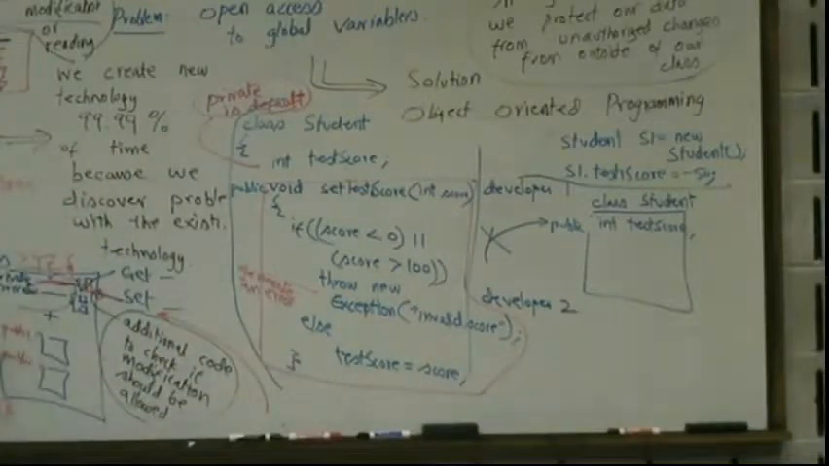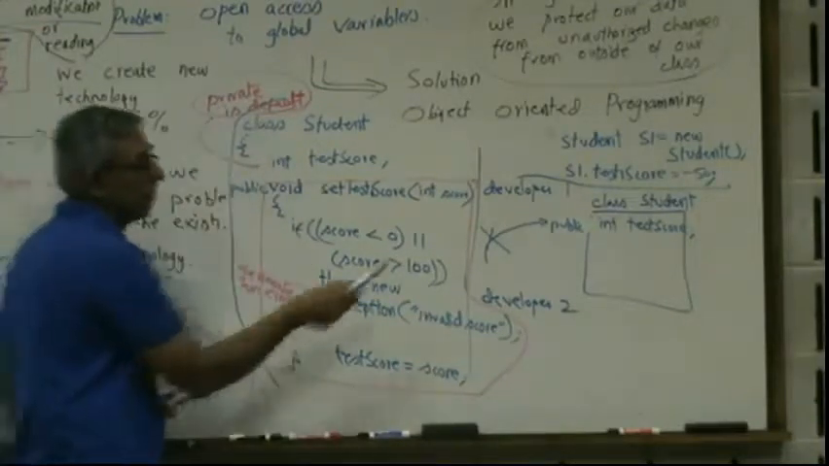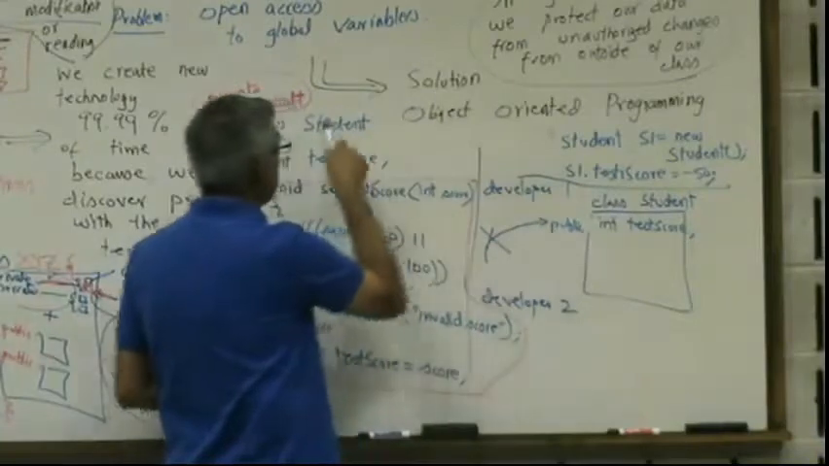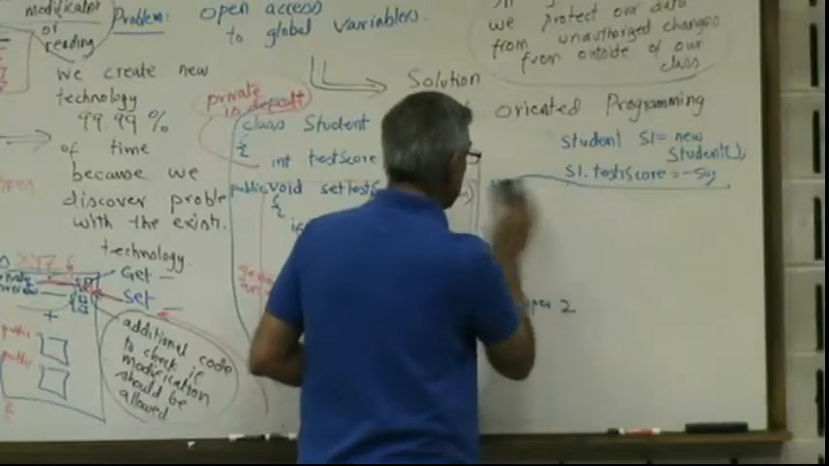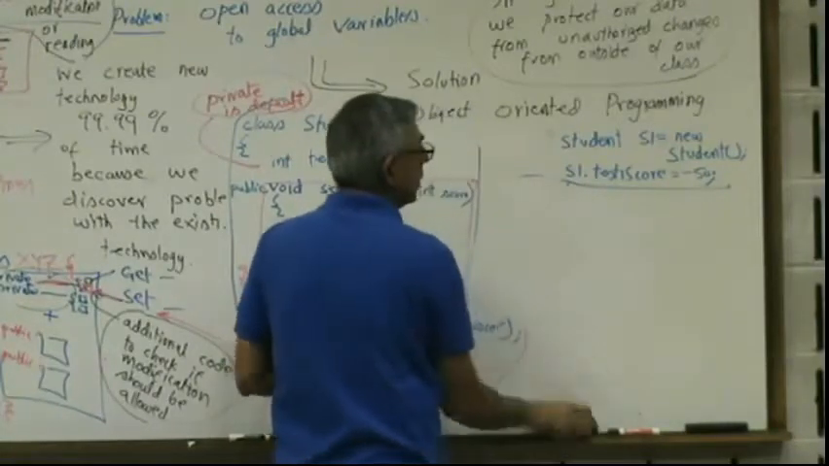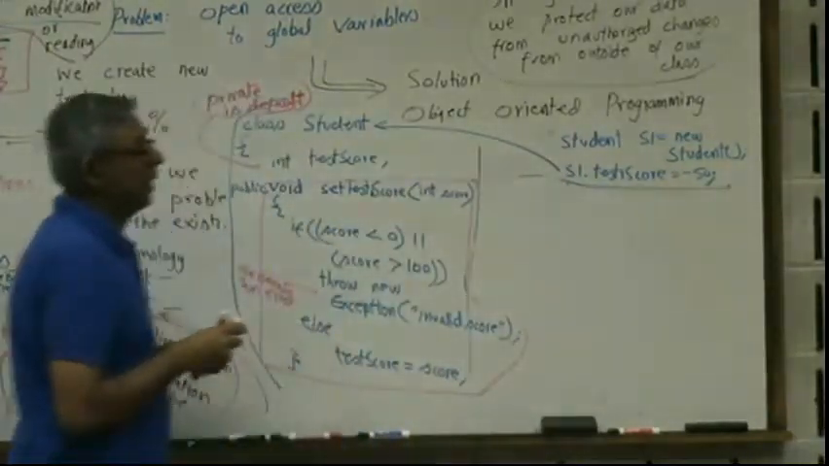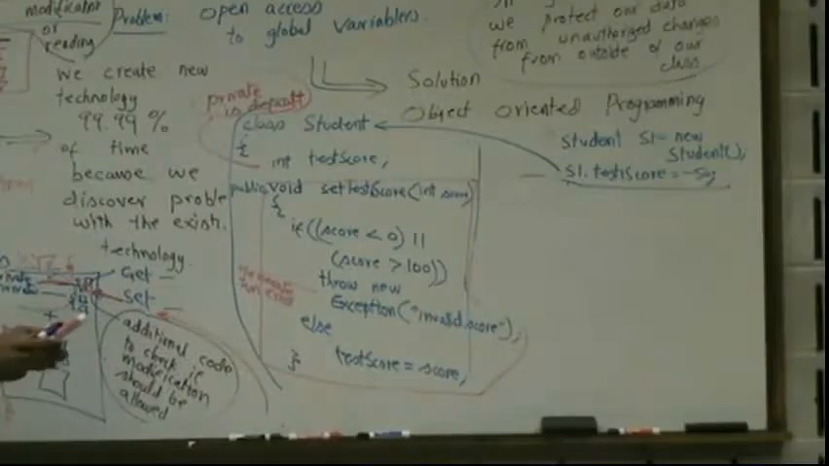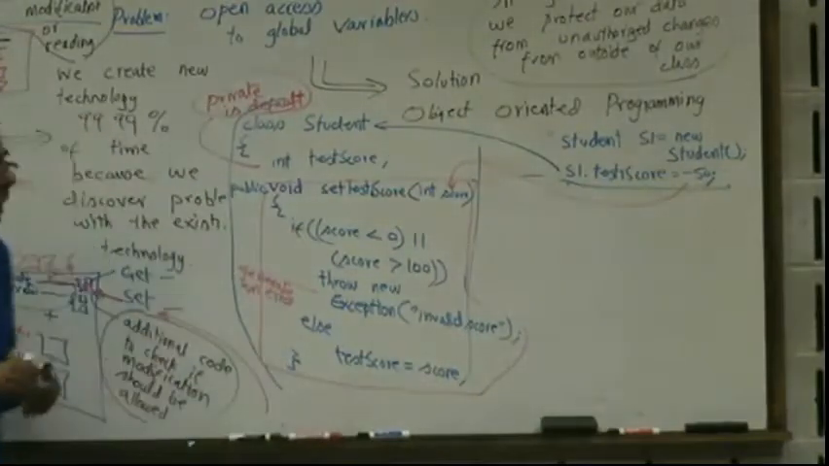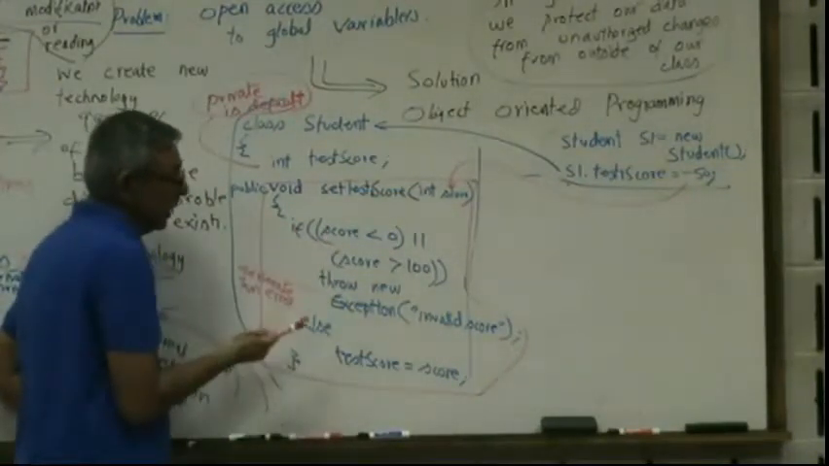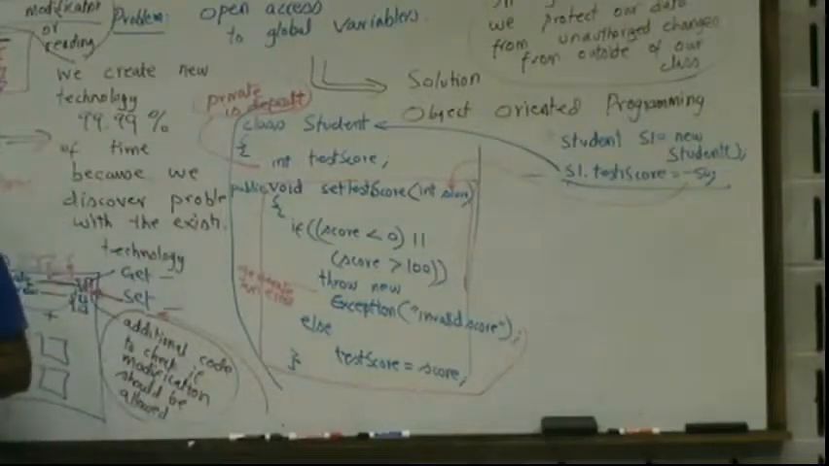Now take a look over here. Because the test score is private, if somebody tried to do this on this particular student class, what will happen if you try to execute this? This minus 50 will go over here, correct? Then it will check if score is less than 0. It is less than 0, so it will generate an error. It will not modify the score.